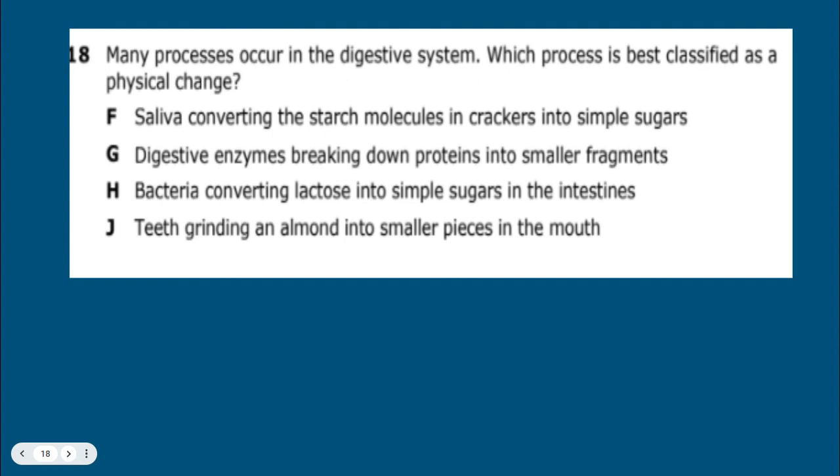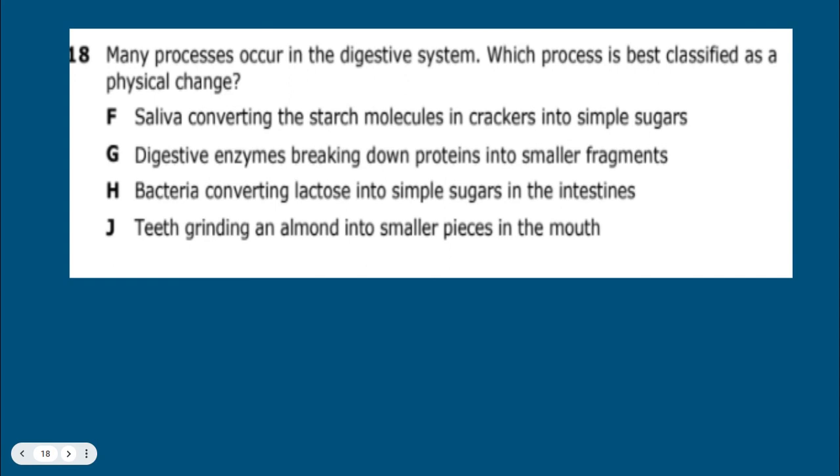Okay, so many processes occur in the digestive system. Which process is best classified as a physical change? Okay, physical meaning mechanical. So we're looking for a tool, something changing it that we can change back. Remember, saliva is adding something, we're adding a chemical. Digestive enzymes, we're adding a chemical. Let's look at the next one.